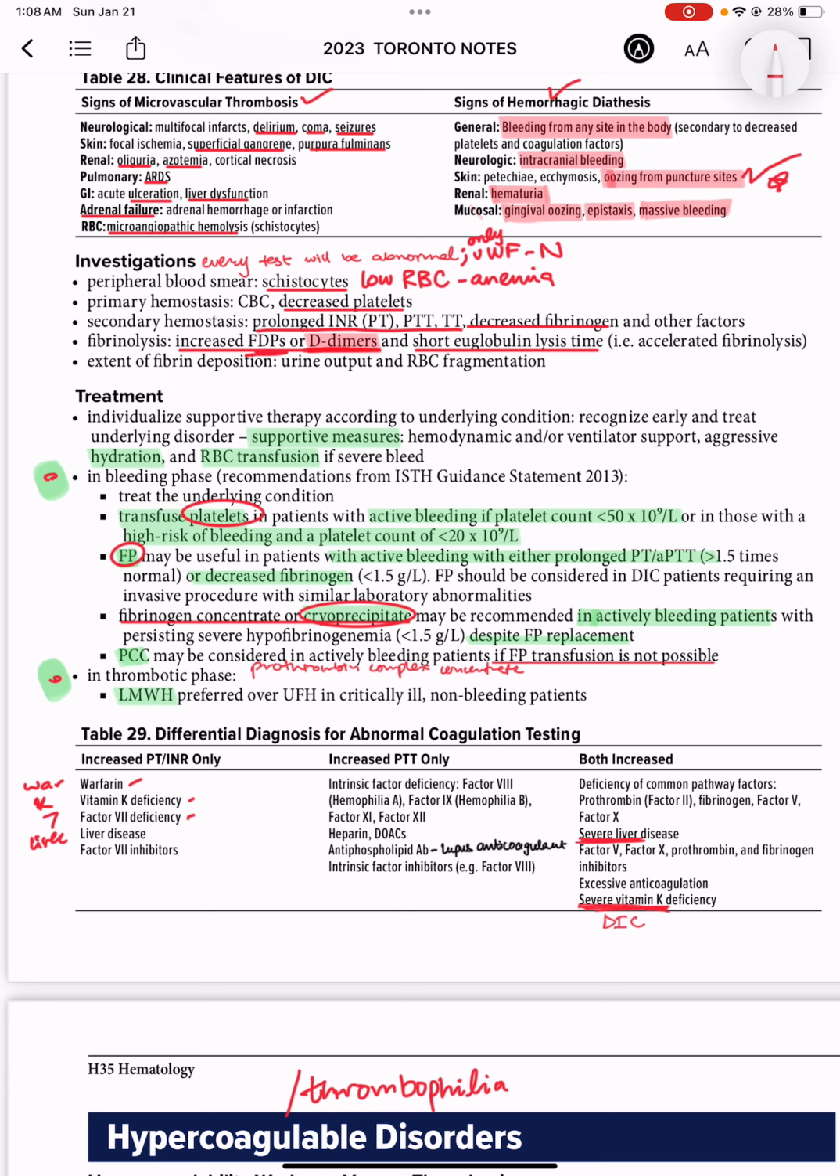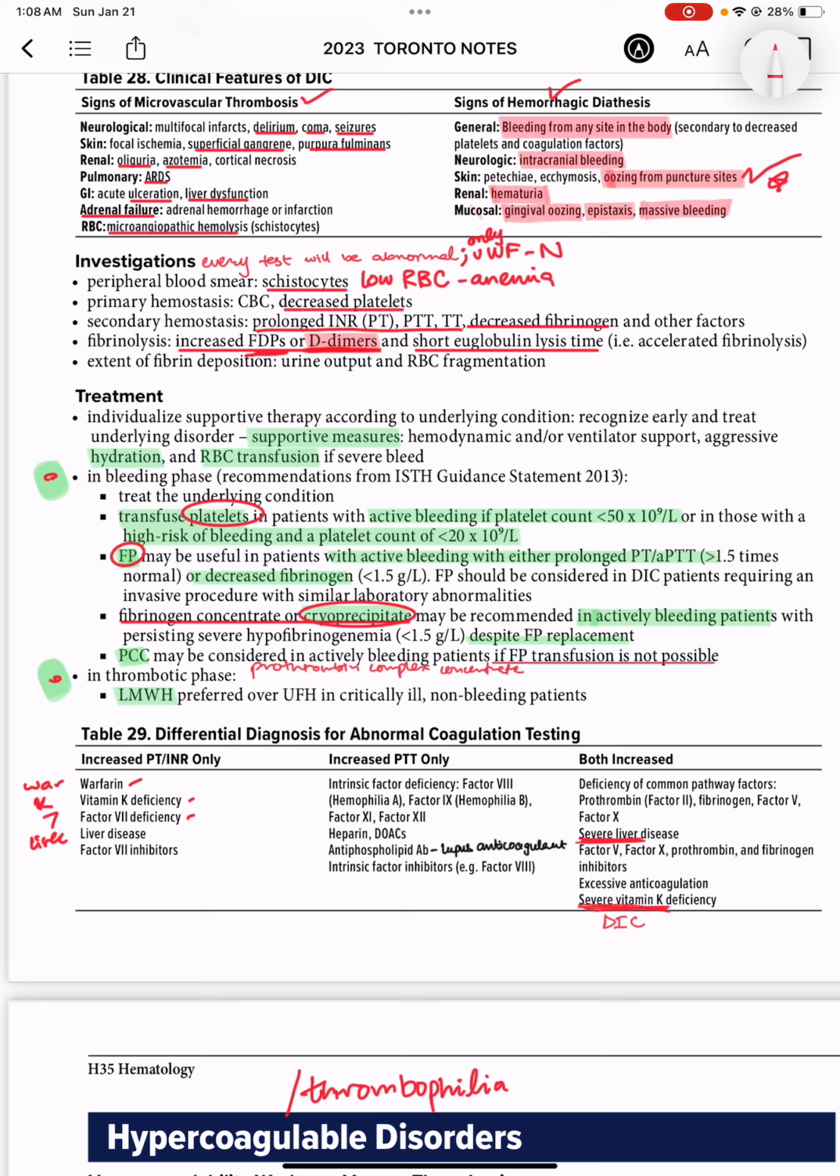Now, there could be two phases, a bleeding phase or a thrombotic phase. In thrombotic phase, of course, we're going to go for heparin, low molecular weight heparin, which is preferred over the unfractionated heparin. So thrombotic phase is treated by heparin in DIC. But the bleeding phase, where there's lots of bleeding going on and everything is being lost, we can give everything back.